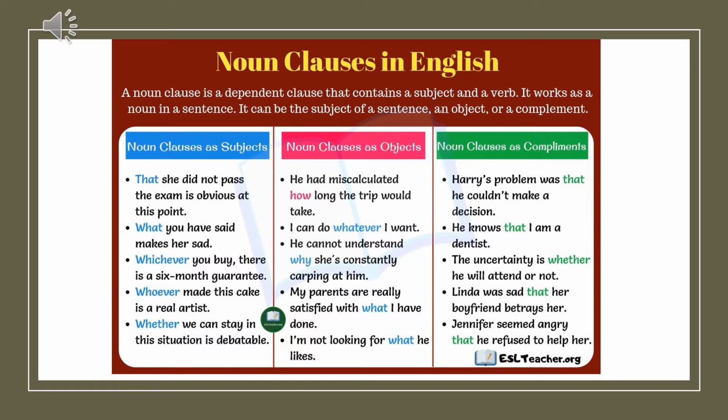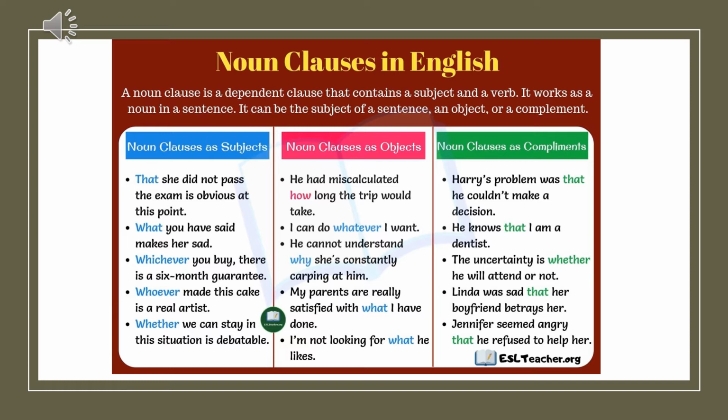But as complements, now that we are in the green column, we can say, for example, he knows that I am a dentist, because you are expressing that I am a dentist as part of the meaning of knows, right? You are not having an action, it's just part of the meaning of that. Another one: the uncertainty is whether he will attend or not. So again, the clause is not receiving the action, but is part of what the uncertainty is, right? That's why they are complements.